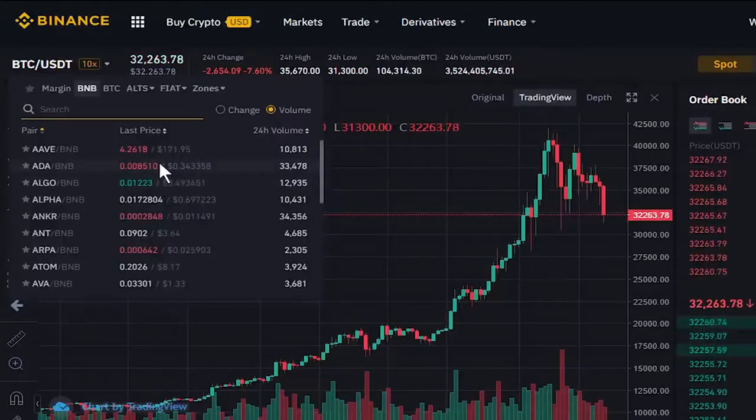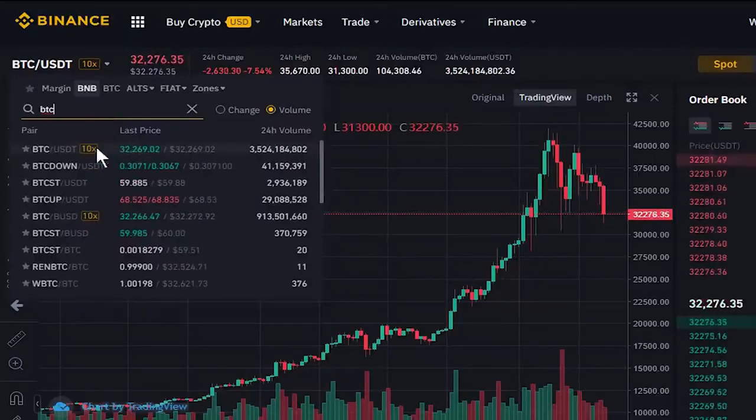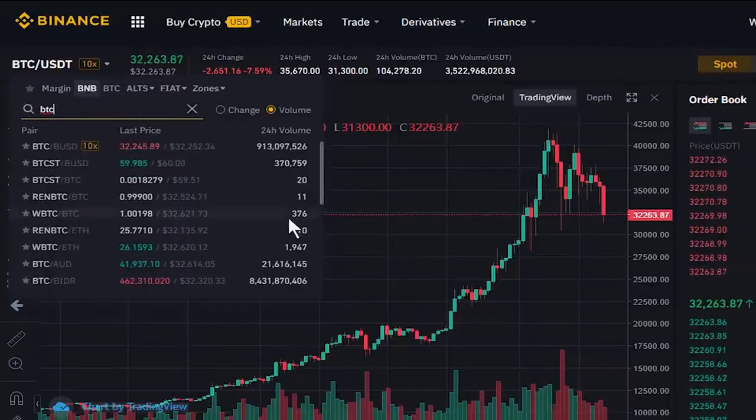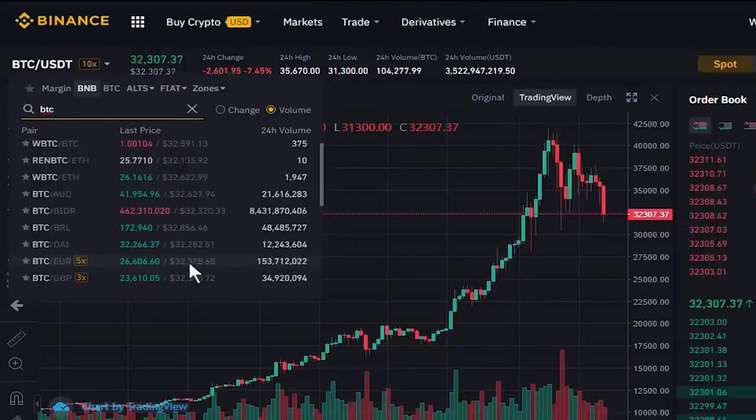Let me show you. For example, for Bitcoin, we search here BTC, and here, as you can see, for Bitcoin to Tether, BTC to USDT, we have a volume of more than $3 billion for the past 24 hours. But for BUSD, for example, here, as you can see, the 24-hour volume is something like $900 million. Or for example, for Bitcoin to Euro, as you can see here, it's $153 million, or for British pound it is something like $34 million.